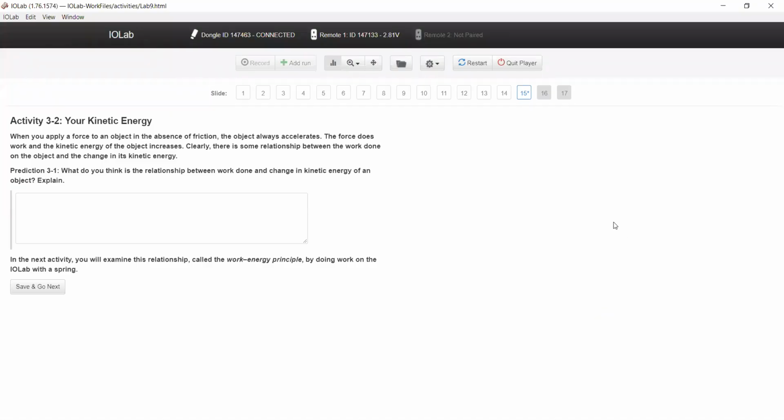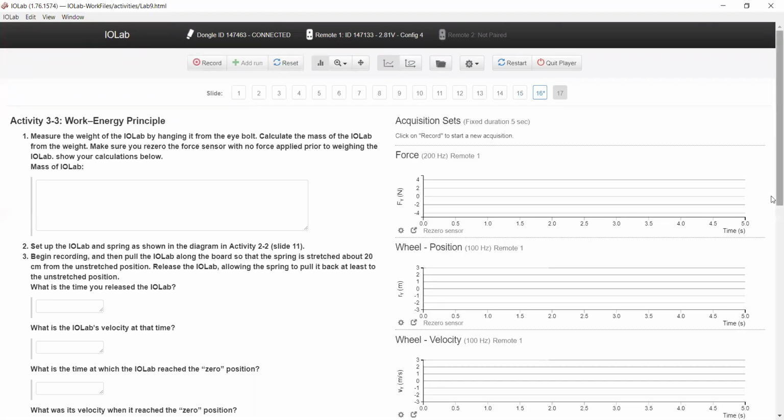For the next one: when you apply a force to an object in the absence of friction, the object always accelerates. Thus force does work and the kinetic energy of the object increases. Clearly there is some relationship between the work done on the object and the change in its kinetic energy. What do you think the relationship is? You can predict, then we'll see what happens in the experiment. Based on the work-energy principle, work done on the IOLab is always equal to the change in kinetic energy.